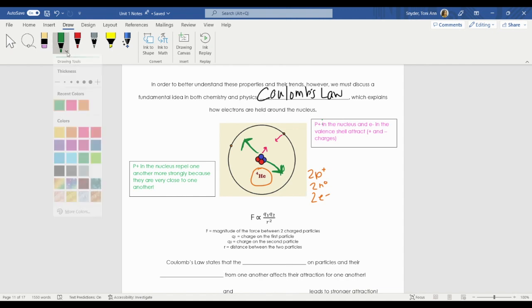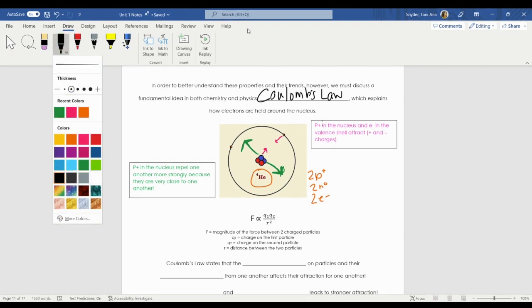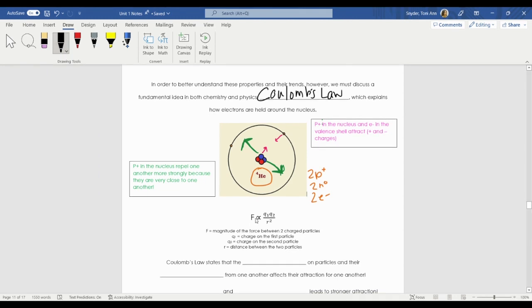So before we talk about the idea behind it, let's talk about what each of these variables mean. We see force right here, this letter F, and this is the magnitude of the force between two charged particles. We were talking about protons and electrons here, and they are charged particles. So what's the force of attraction or repulsion between those two particles? This little thing right here, notice it's not an equal sign. It's just a little bit different. This means proportional.